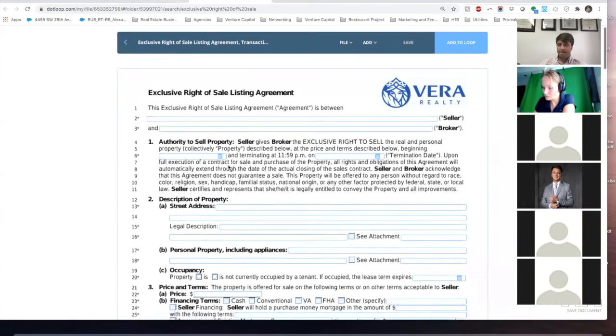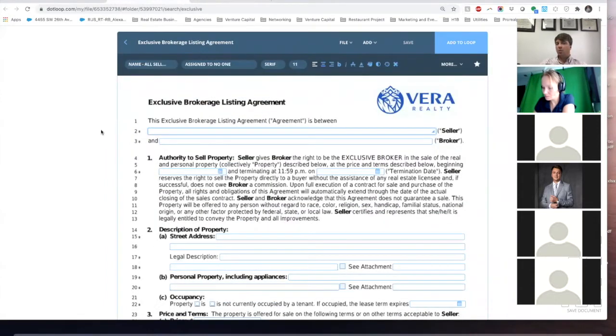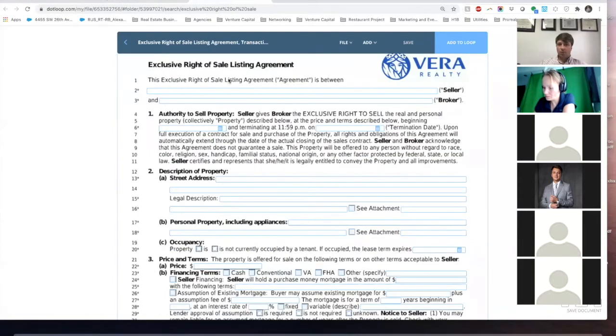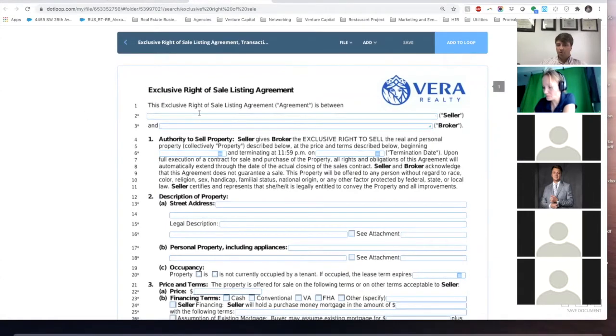Okay. Because exclusive brokerage means that we will be the exclusive brokerage company which will be able to advertise it. So let's focus on this one, exclusive right of sale listing agreement. So what goes into this agreement?